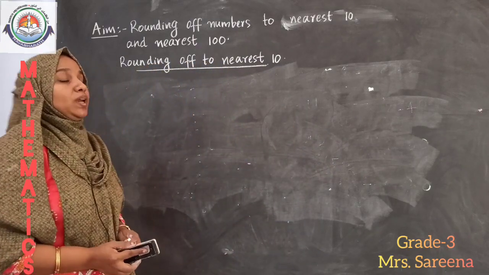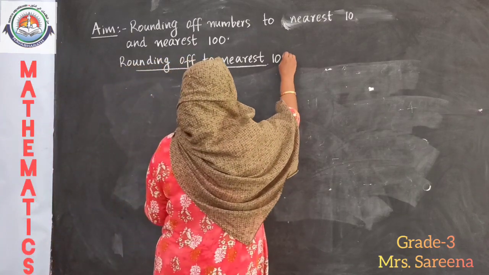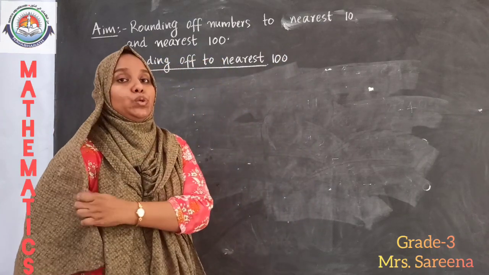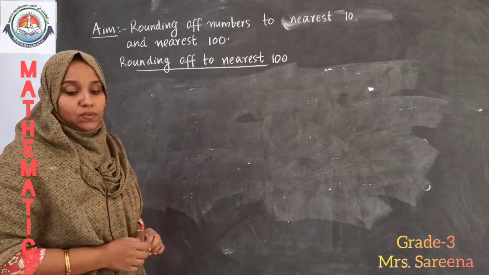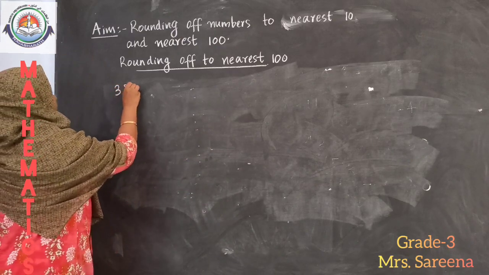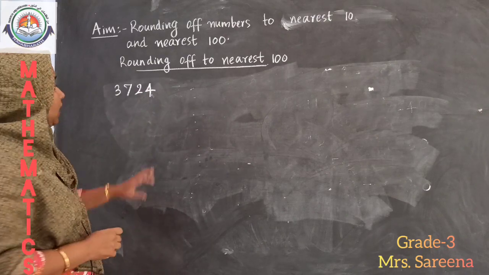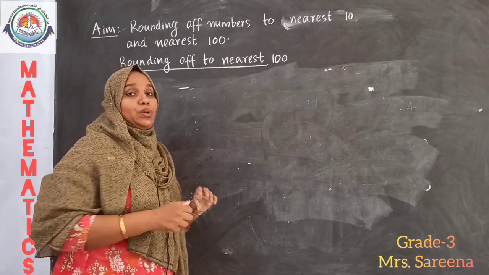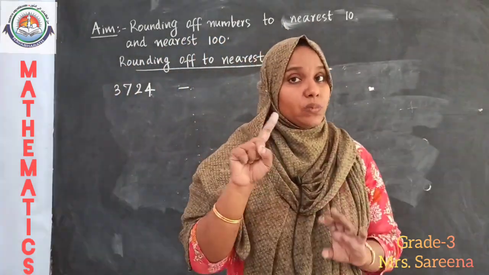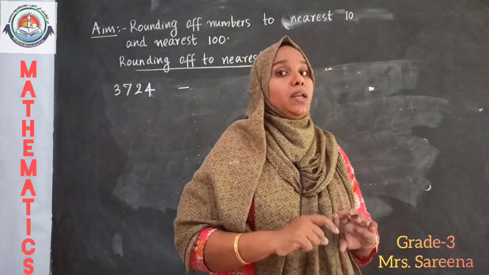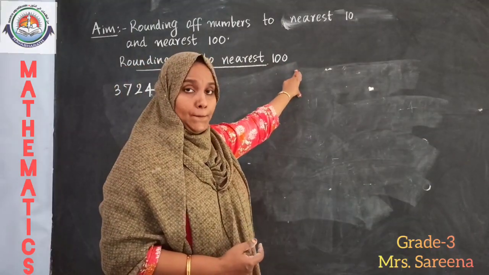Then children, we can discuss next how to round off the number to the nearest 100. How to do it. Okay, we can consider the same example. What we wrote first is 3724. The same number we can consider. Children, I told you during rounding off to the nearest 10, that number should end in 0. Now we are going to do rounding off to the nearest 100.